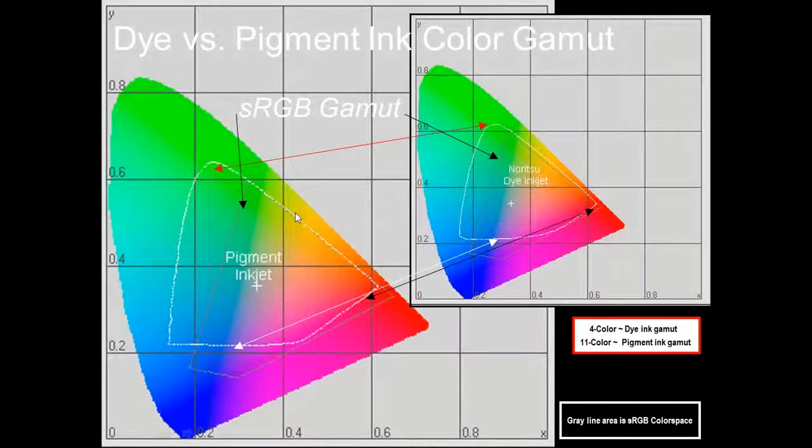In the case of this 11-color pigment ink system, you can see that the green goes a little bit deeper into the lighter green areas. They're about equal in this deep blue area. However, the dye ink exceeds the 11-ink pigment system significantly in red and magenta. In fact, it is my experience that you need 12 pigment ink colors to be able to match the color balance and color gamut of the Noritsu dye ink system.